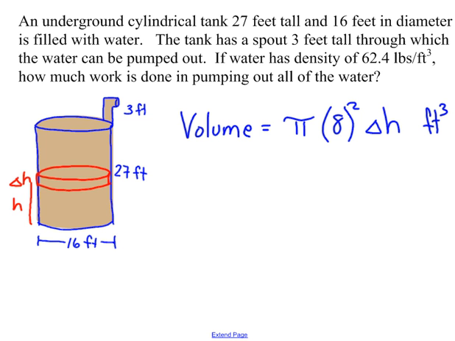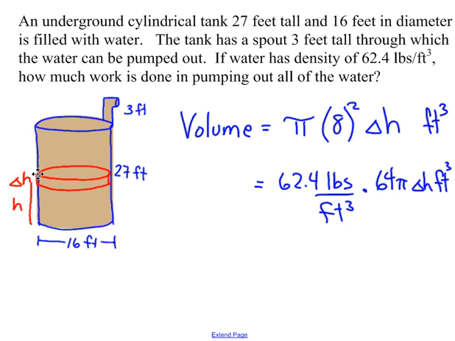We see that cubic feet in the denominator for our density, so we quickly see that when we want to change and multiply by the density, we've got 62.4 pounds per cubic feet. And we multiply this by our 64 pi delta H cubic feet. Nicely, the cubic feet cancel out. But what does this equal?